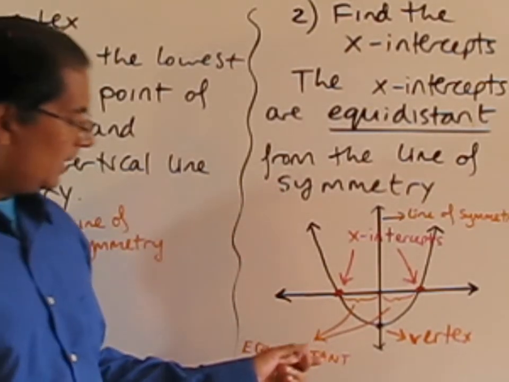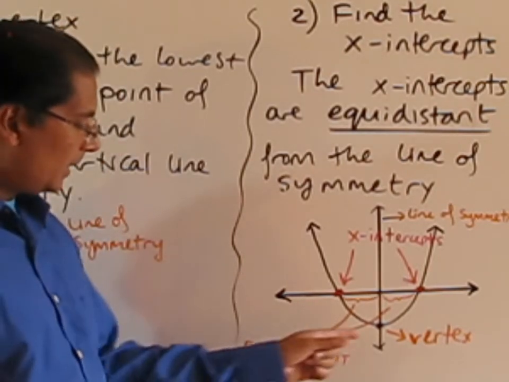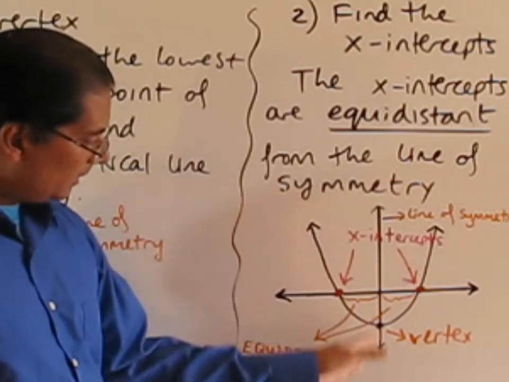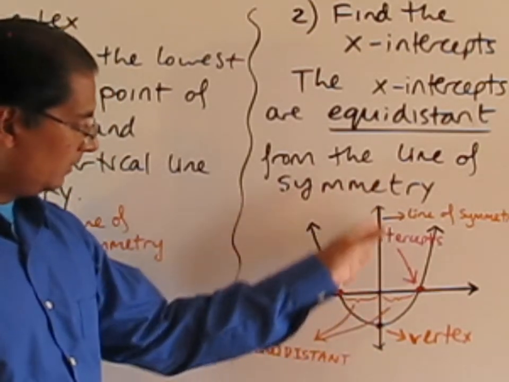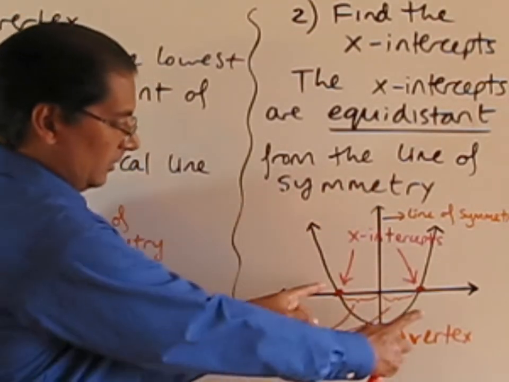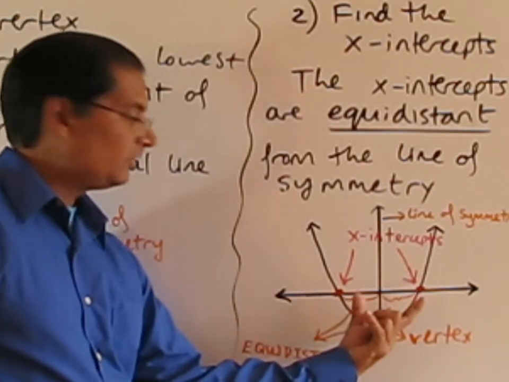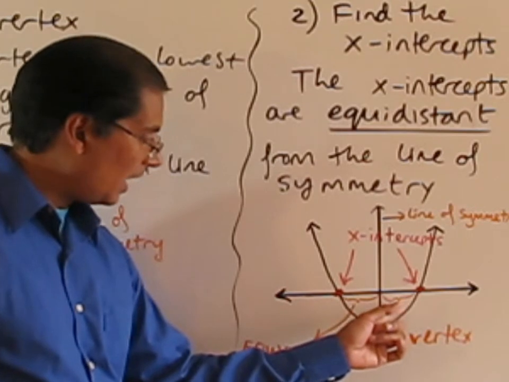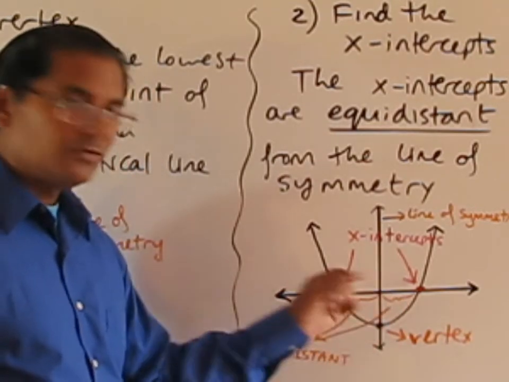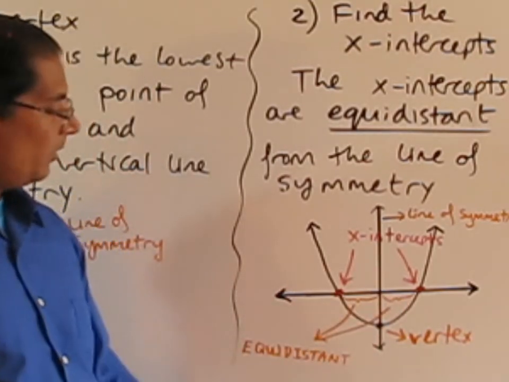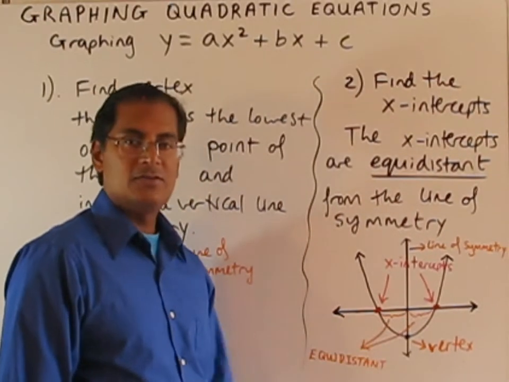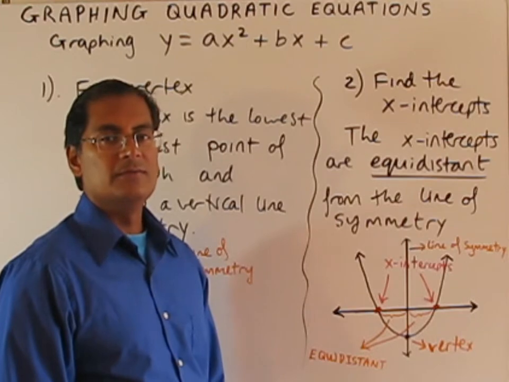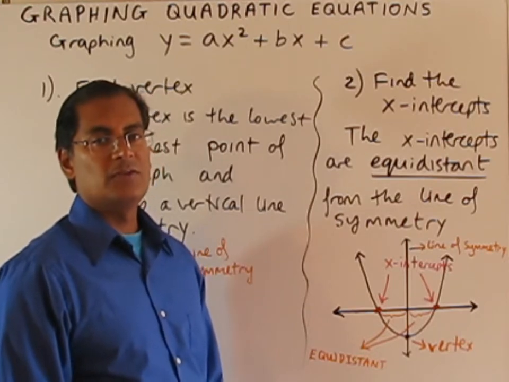In other words, here we have a parabola, and the vertex is down here, and so the line of symmetry in this case is the y-axis again, and there are the two x-intercepts. These two x-intercepts are equidistant. This distance here and this distance there are the same from that line of symmetry. And so by knowing the vertex and the x-intercepts, we can sketch a graph of that quadratic equation. So let's take some examples.